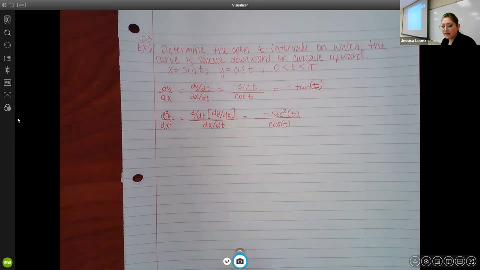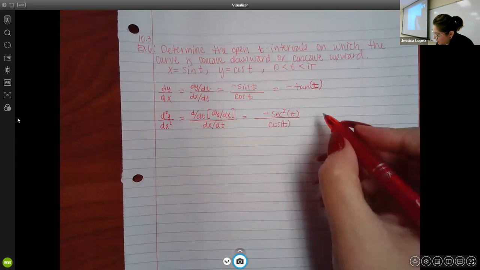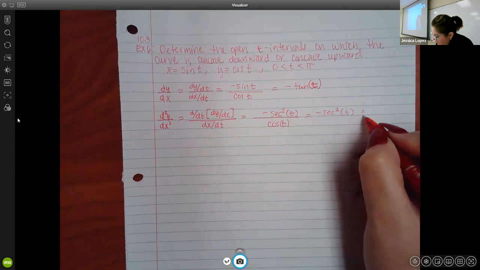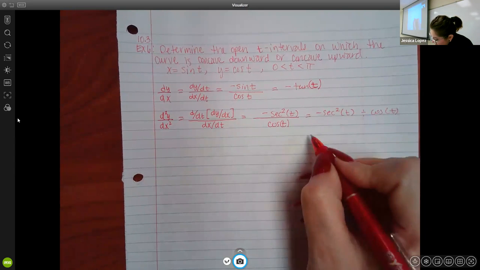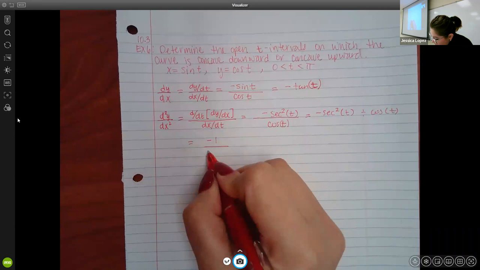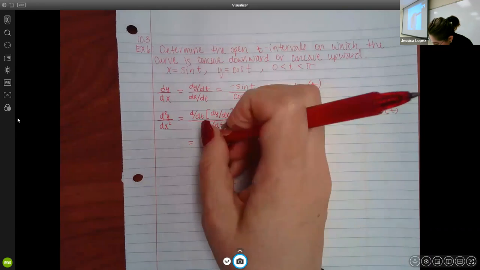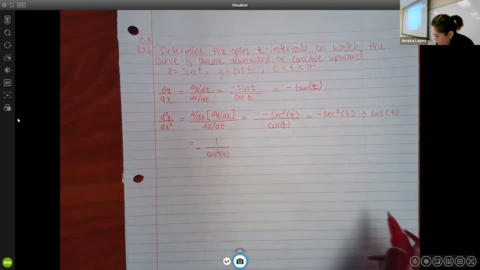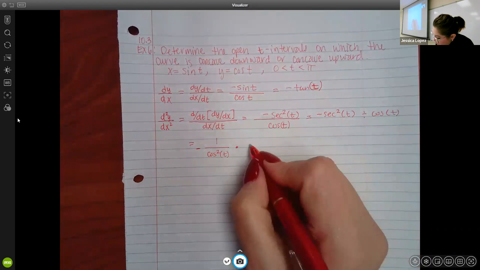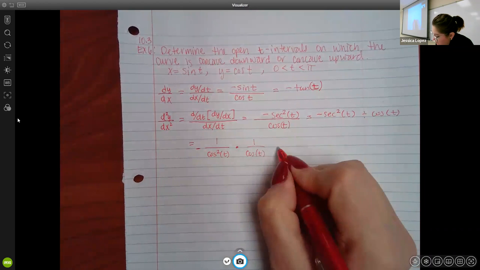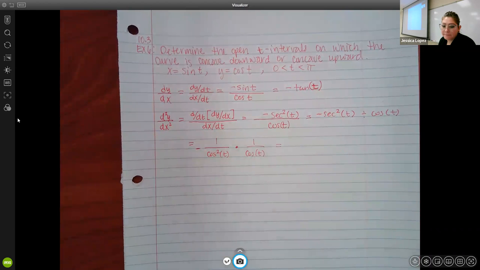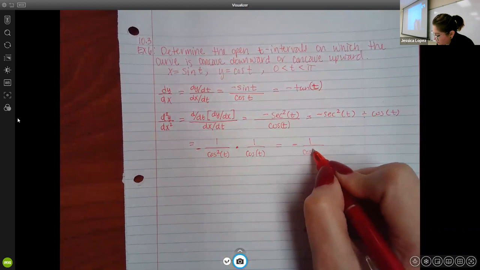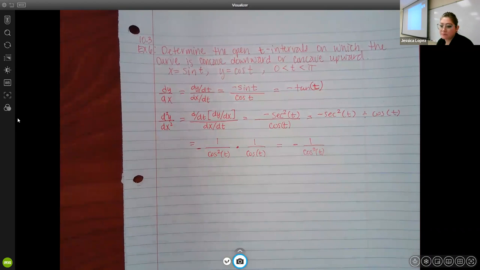Now I just need to simplify that so that I can know what I need to set equal to zero. This does actually simplify because it's negative secant squared divided by cosine t, which is the same thing as saying negative one over cosine squared. I'm going to put the negative in the front, times the reciprocal of this, which would be one over cosine of t. And then what do we end up with? We end up with a negative. So we have cosine cubed t downstairs.